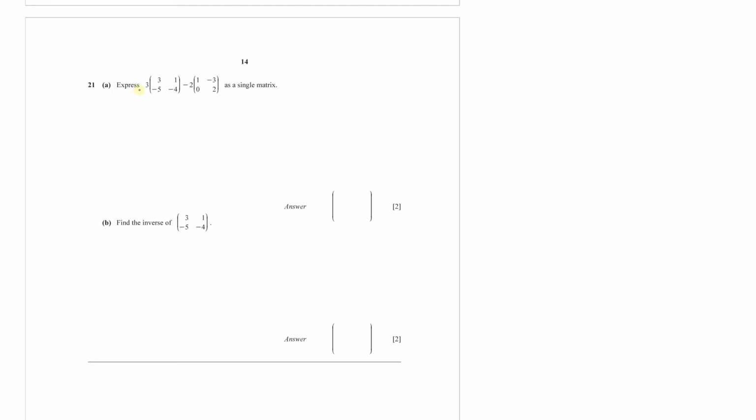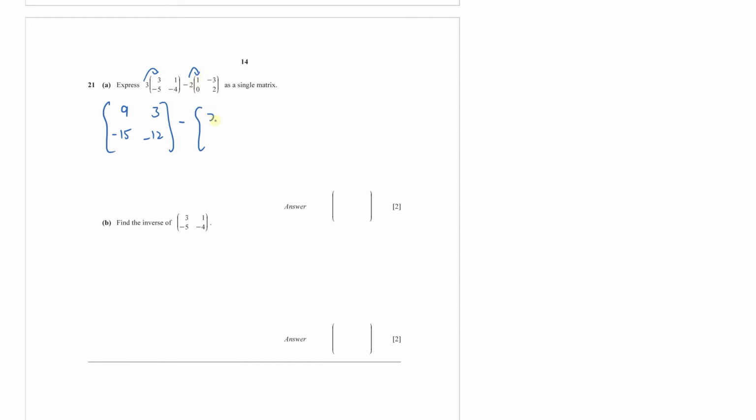Question number 21 is express this as a single matrix. So you have this scalar being multiplied by this matrix, minus 2 times this matrix. So let's first bring these scalars inside to multiply them with the given matrix. So you multiply this 3 with each of the terms in the matrix. So 3 times 3 is 9, 3 times 1 is 3, 3 times minus 5 is minus 15, 3 times minus 4 is minus 12, then minus, and then you again in a similar way bring 2 inside as well.